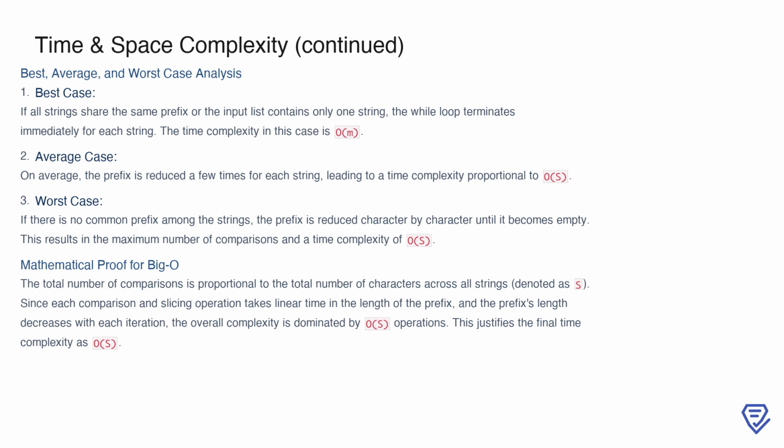Mathematically, the total number of comparisons is proportional to the total number of characters across all strings, denoted as s. Each comparison and slicing operation takes linear time in the length of the prefix, and as the prefix length decreases with each iteration, the overall complexity remains dominated by O(s). This justifies the final time complexity of the solution as O(s).